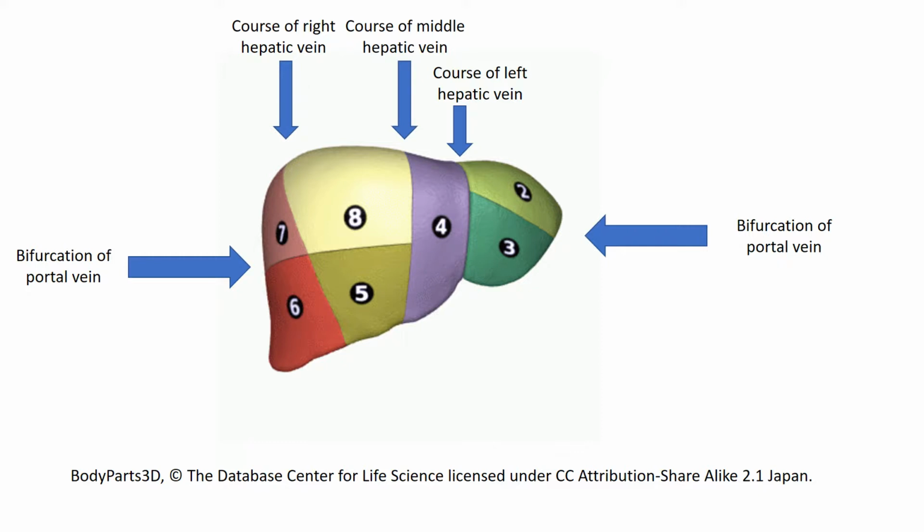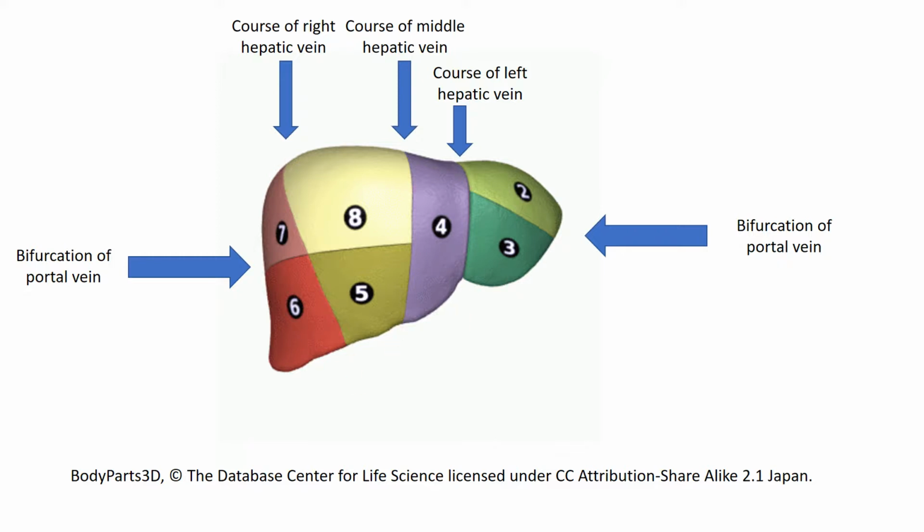This line is determined by the horizontal line through the liver at the point that the portal vein bifurcates. Above the bifurcation, it's the superior segments, below the inferior segments. So that's the first landmark, the bifurcation of the portal vein. All that's left is these vertical dividers.